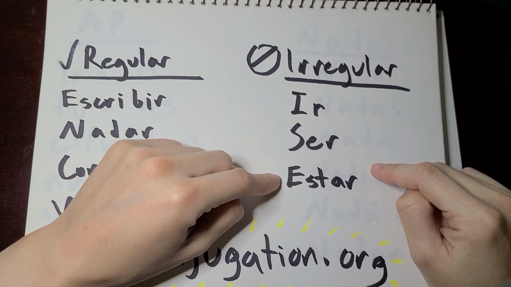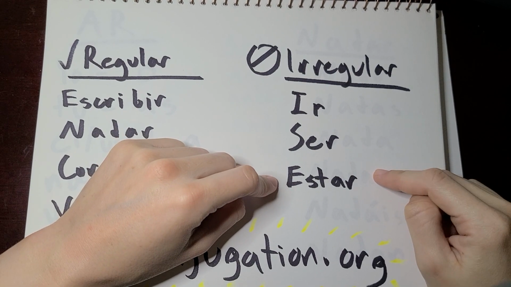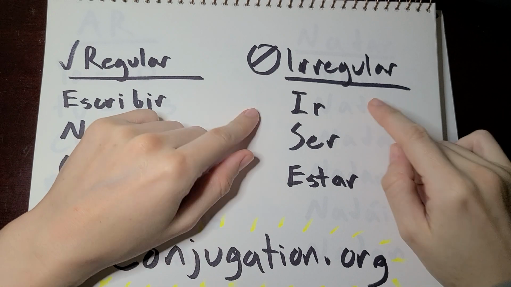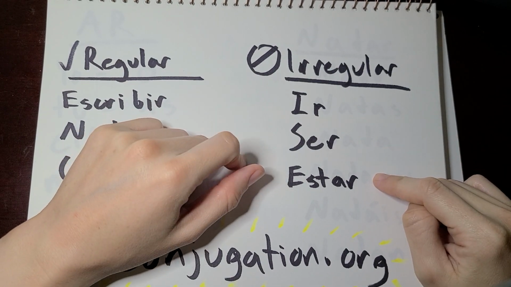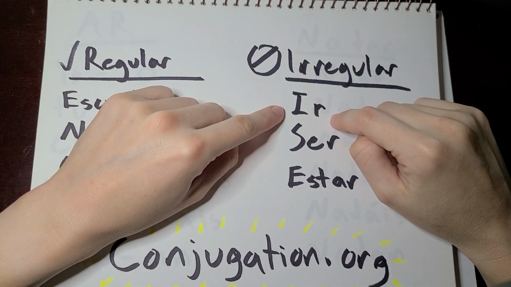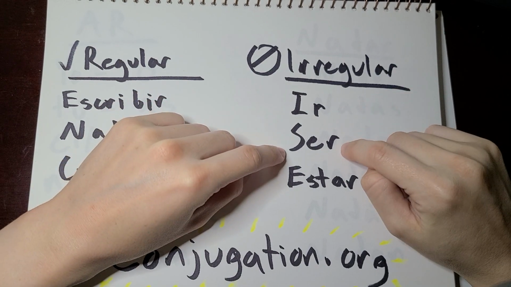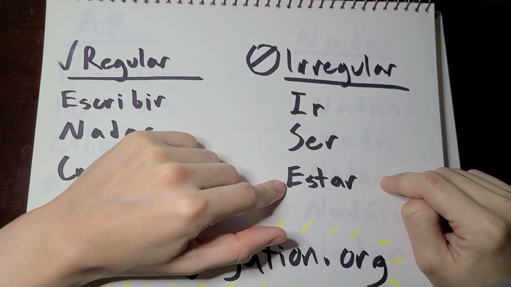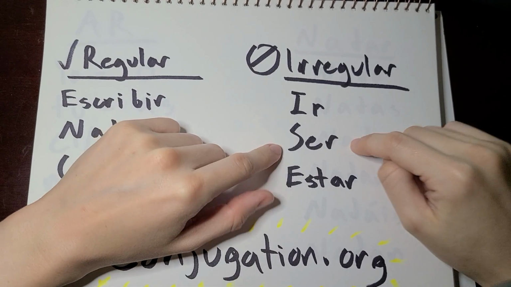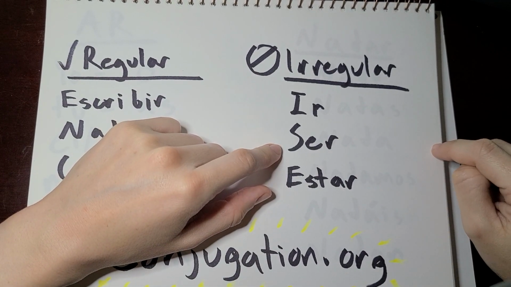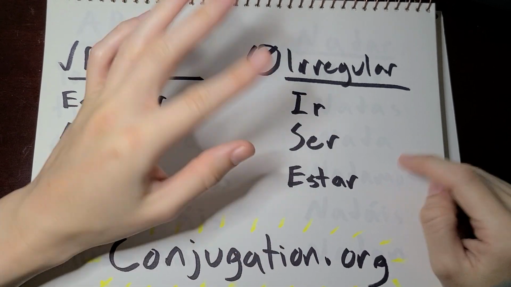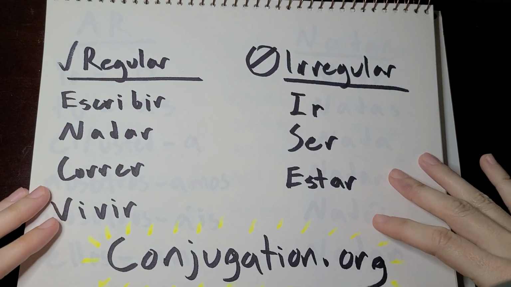Now these are, I would say, the three most common irregular verbs. We'll obviously go over more later, but just to give you three big examples right off the bat. Ir means to go. Ser, that's to be. And estar is also to be. Ser is used for permanent traits. Estar is used for temporary traits. We'll go over that more at some point too.